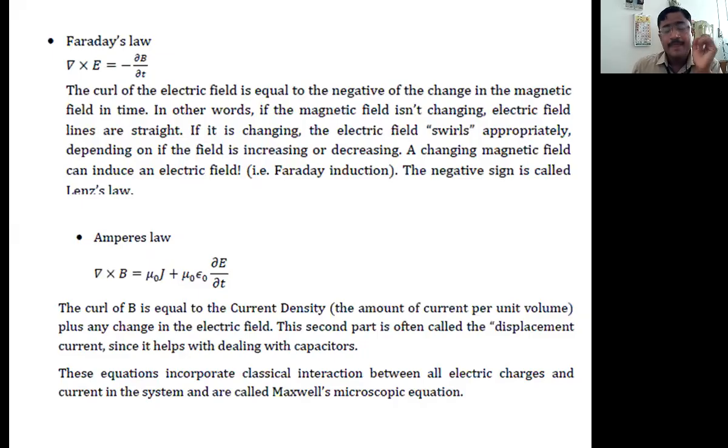In other words, if the magnetic field isn't changing, electric field lines are straight.